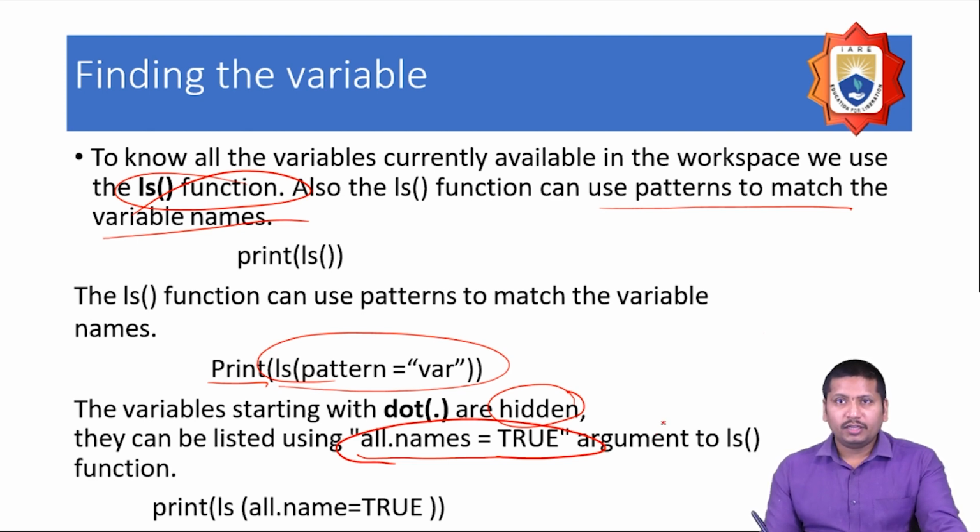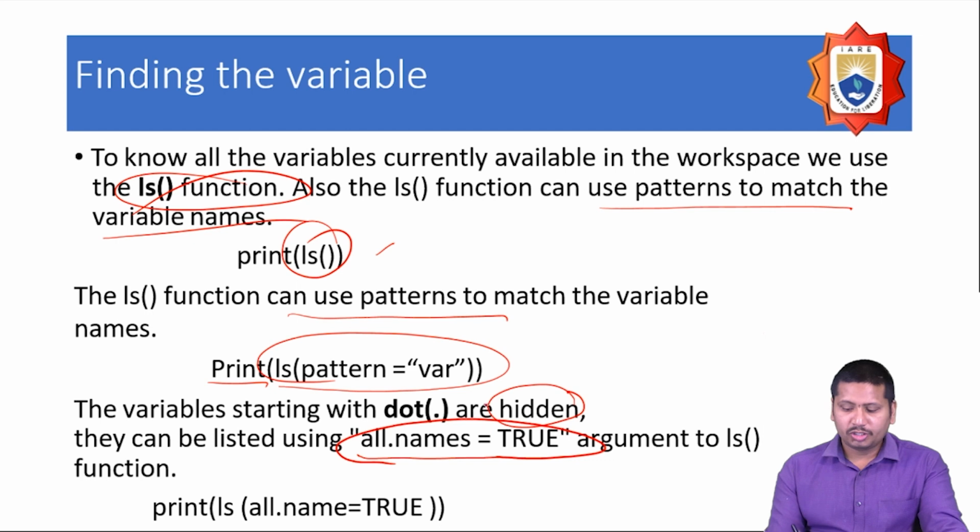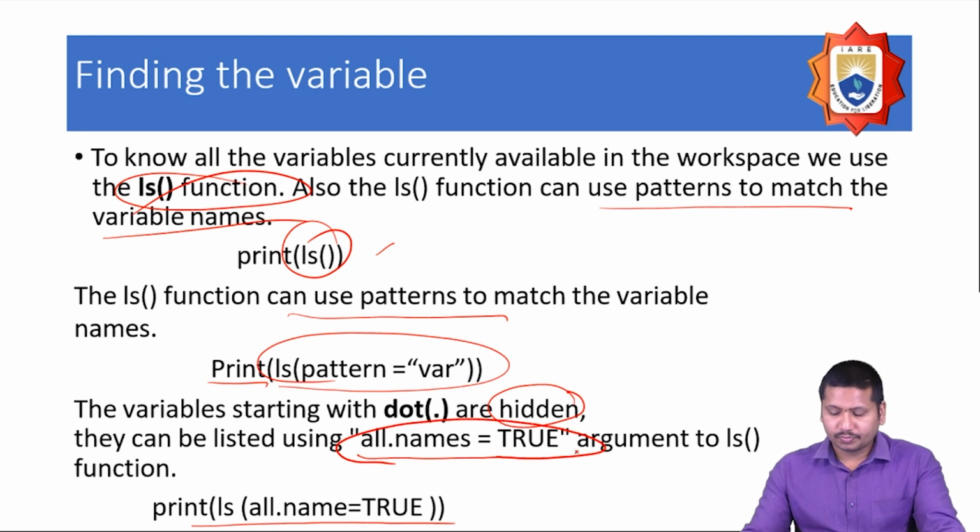So to find the variables, normally I use the ls function. Print(ls()) shows what variables are available. The ls function uses patterns to match the variable names. Variables that start with a dot are hidden, and they can be listed using all.names = TRUE, so print(ls(all.names = TRUE)).